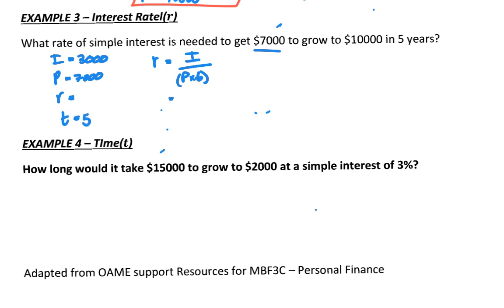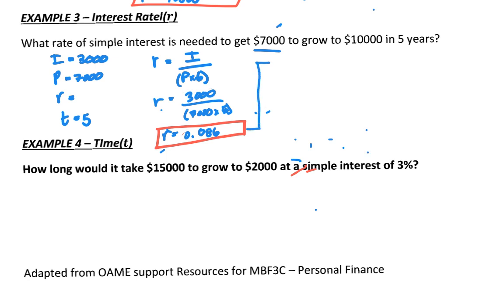So let's punch that into our equation here. Now, you do your calculations and you end up with R is equal to 0.086. But we need to change the decimal into an actual percentage. So therefore, the rate is 8.6%. And how did we get that? We basically took 0.086 and multiplied it by 100 to get 8.6. And that is where we got that number.